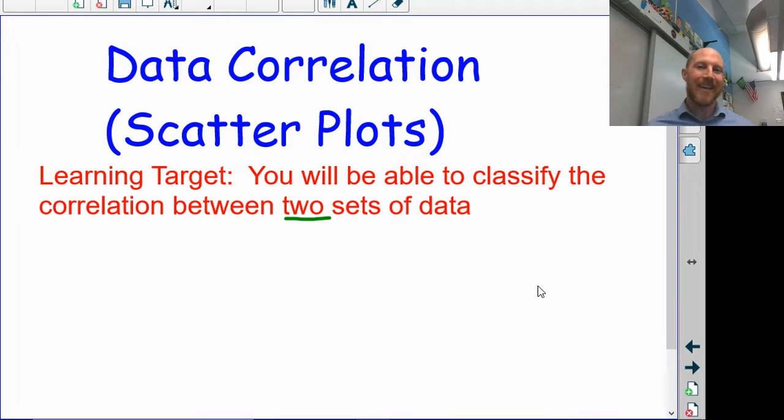Well, today we're going to look at data correlation. We'll start off by introducing this idea of a scatter plot. So our learning target for today will be able to classify the correlation between two data sets.